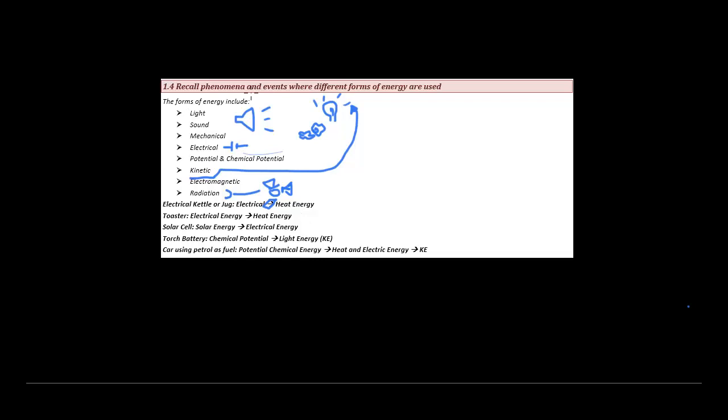But anyways, and then you've got a toaster, which turns electrical energy into heat energy. Solar cell, which is solar energy into electrical energy. Torch battery, where it's chemical potential, and that turns into light energy, KE. And then you've got, finally, a car using petrol as fuel, and that turns from potential chemical energy into heat and electric energy, and then finally kinetic energy.